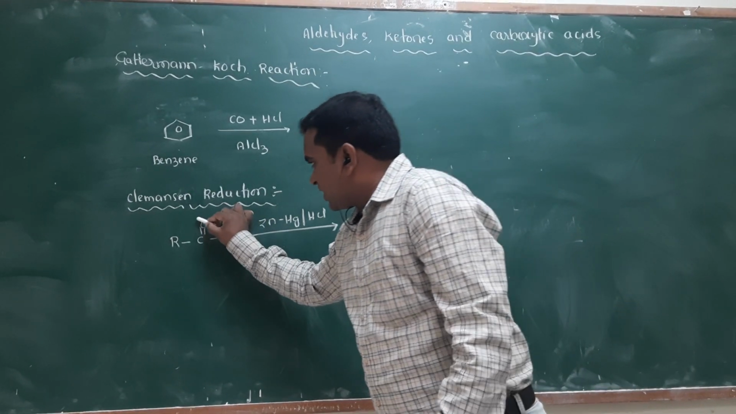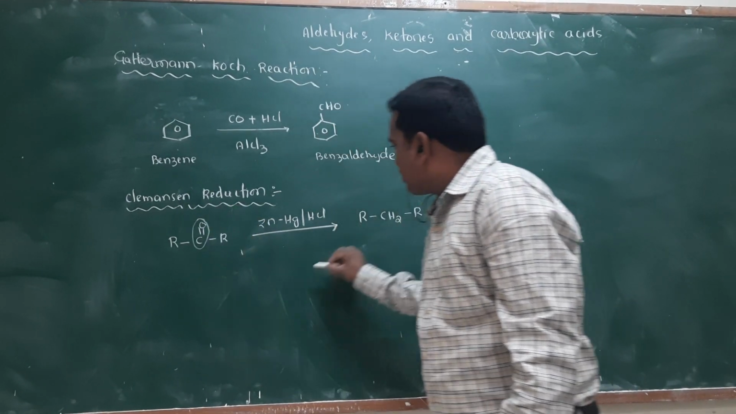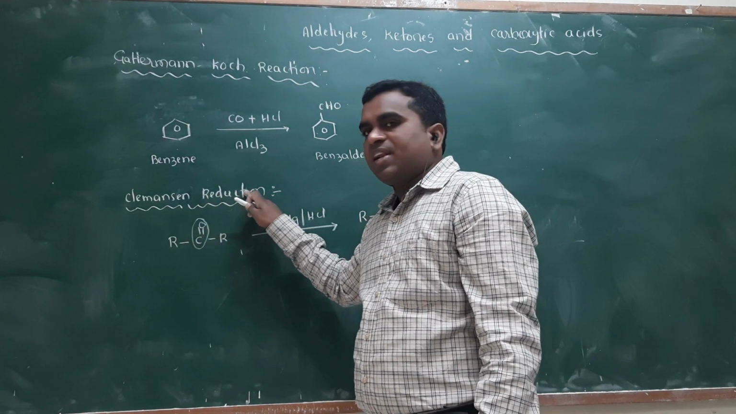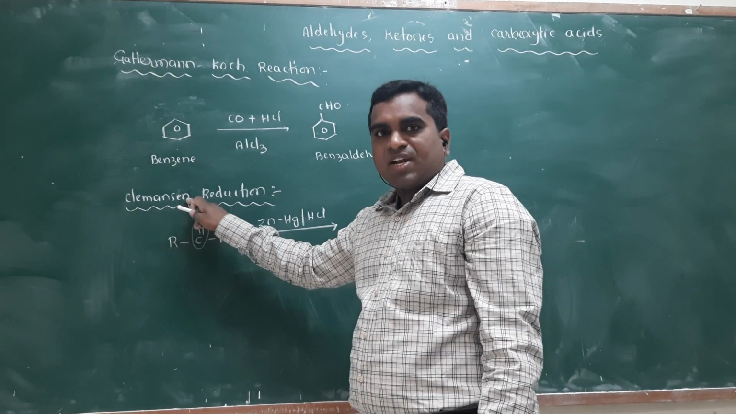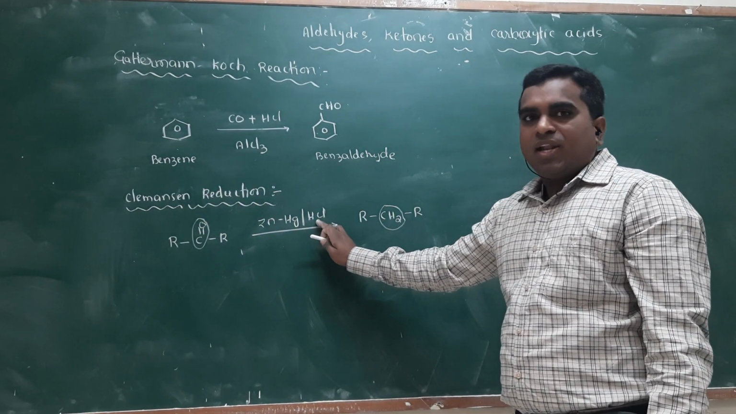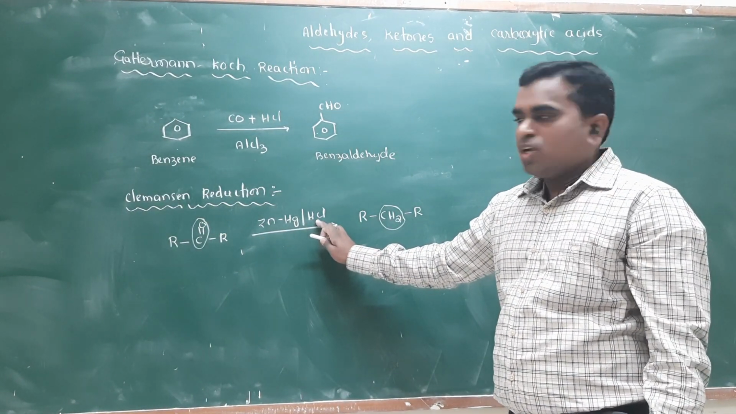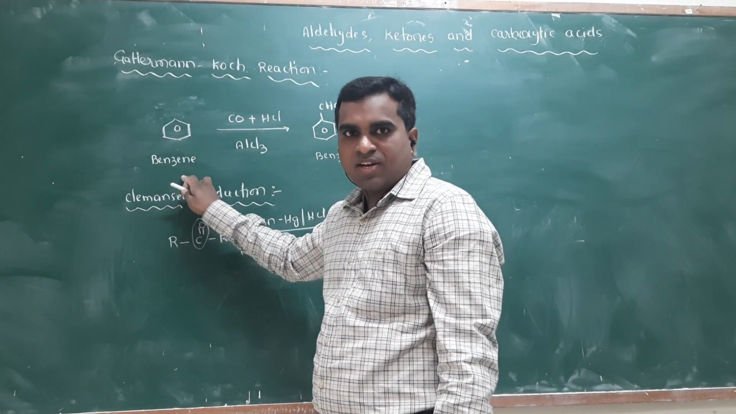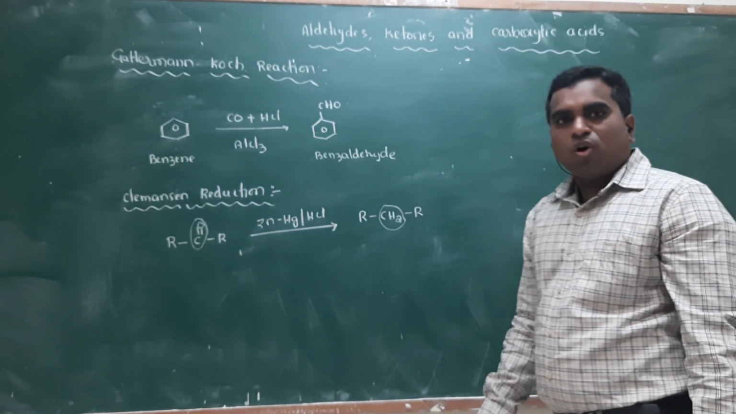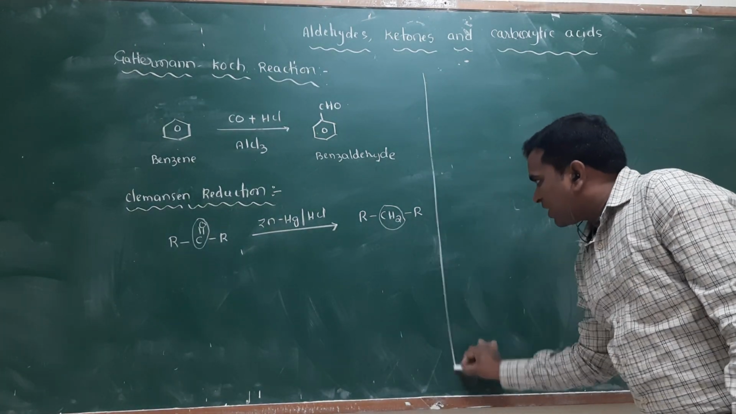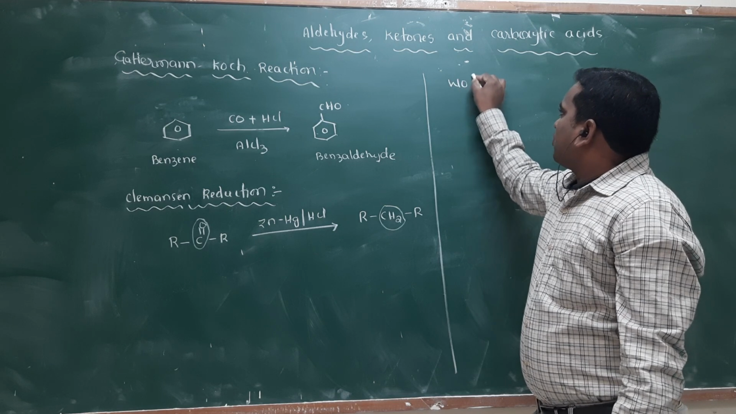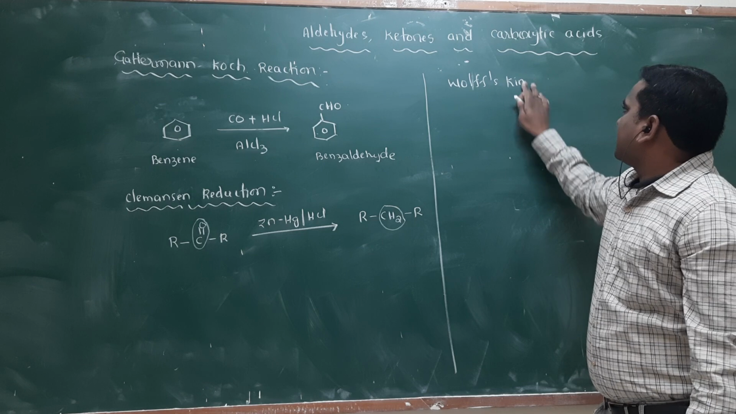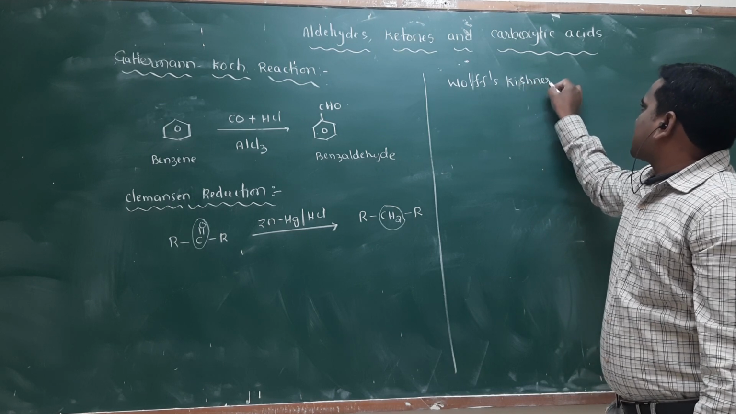It means the C=O group is directly converted into CH2, and for that we have to use the Clemmensen reduction. If you use the Clemmensen reduction, which medium are we maintaining here? Acidic medium. So reduction in presence of acidic medium is the Clemmensen reduction. And another reduction you already know. What is the other one here? Wolff-Kishner reduction.